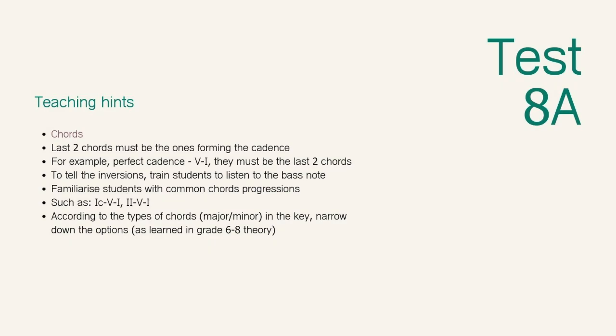Moving on to the teaching hints for chords. The last 2 chords must be the ones forming the cadence. For example, a perfect cadence is 5-1. They must be the last 2 chords. To tell the inversions, train the students to listen to the bass note. Familiarize students with the common chord progressions such as 1C5-1, 2-5-1, and according to the types of chords like major or minor in the key, narrow down the options as learned in grade 6 to 8 theory.